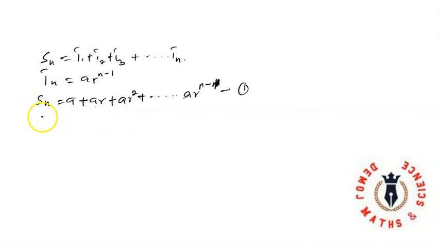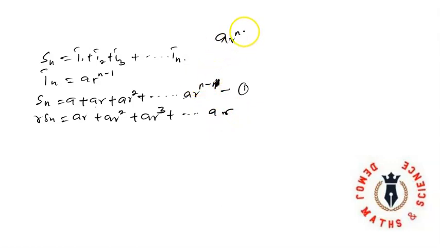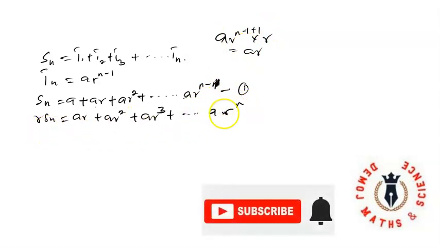Then we'll multiply equation 1 by r. It becomes r Sn equals ar plus ar squared plus ar raised to the power 3 and continues this way up to ar raised to the power n minus 1 times r, which becomes ar raised to the power n minus 1 plus 1, that becomes n. So we have ar raised to the power n. Let's call this equation 2.